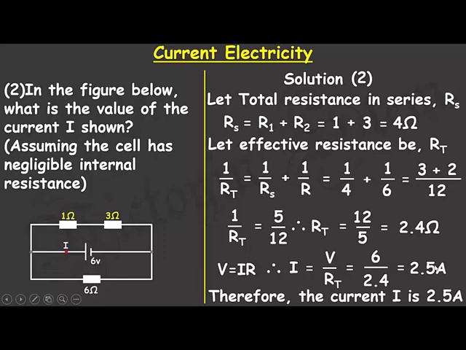So in the first question, I've shown you how to find the total or effective resistance of the resistors in a given circuit when the resistors are arranged in series. And in the second question, I've shown you how to find the effective resistance of the resistors when they are arranged in parallel. And in both cases, we were able to use our formula, Ohm's law, to find the current rating or the ammeter reading through the circuits.